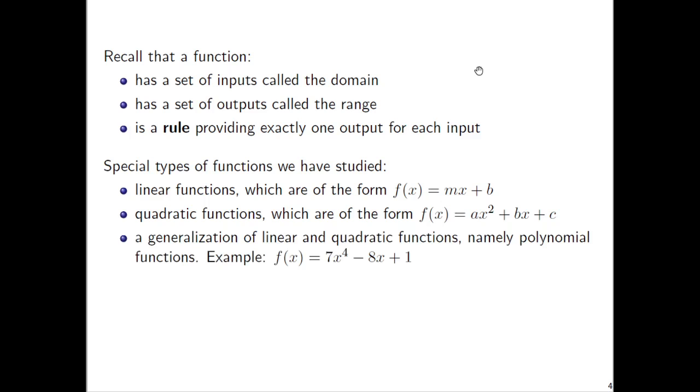And a generalization of both linear and quadratic functions are called polynomial functions. So now the degree for x can be a number bigger than 2, for instance 4, like in this example, f of x is equal to 7x to the fourth minus 8x plus 1. We've also looked, for a completely different categorization, at one-to-one functions. Functions pass the vertical line test, but these one-to-one functions are functions whose graphs also pass the horizontal line test.